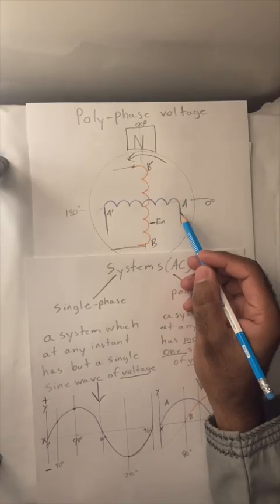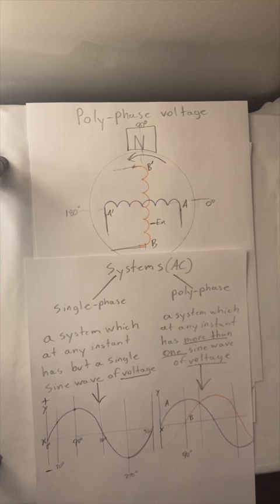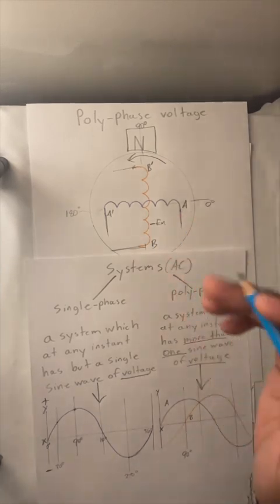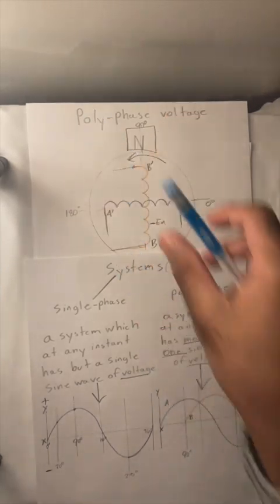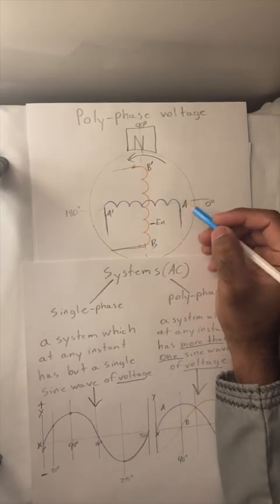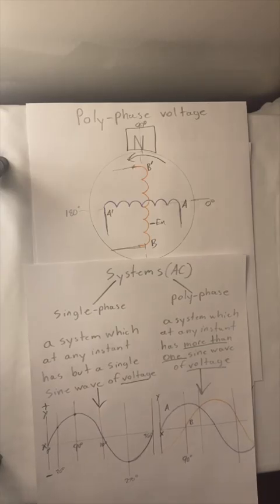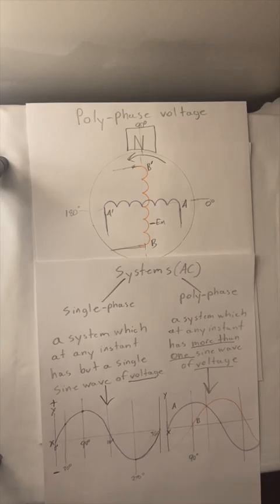Now, we labeled A and A prime because this is a phase. And these are just legs or lines which are extending from a phase. So therefore we have A and A prime. We have the same methodology and method for B and B prime. So far, this concludes the polyphase system in general. We will go into detail about a more common polyphase system.